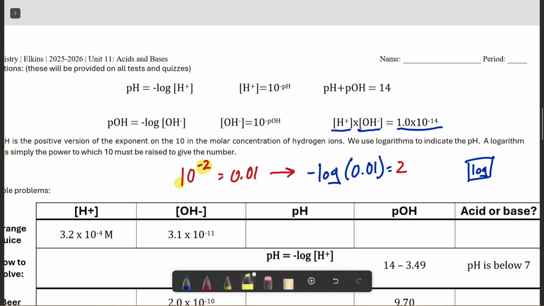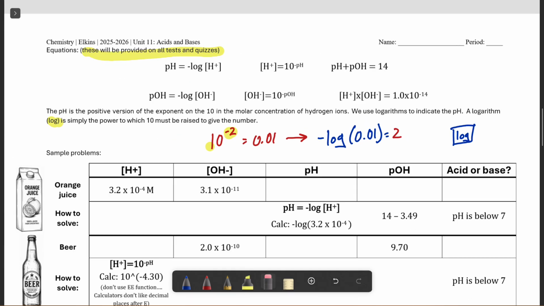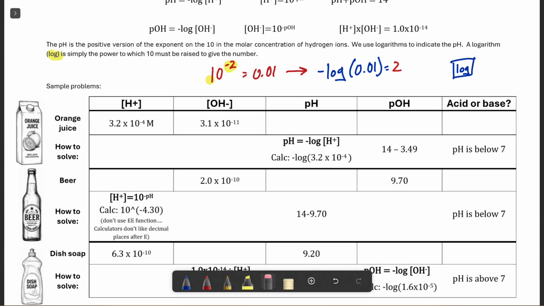All right, I'm going to be providing these equations on the test and the quizzes. So you don't have to memorize them, but your goal is to be able to use them. So you're going to have to practice using these equations. Let's look at an example with 3 different solutions. This is a table. It might look a little complicated, but let me just break it down.